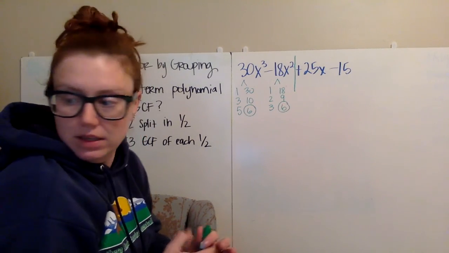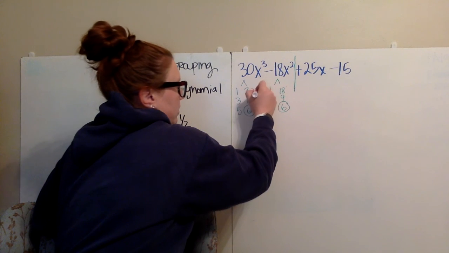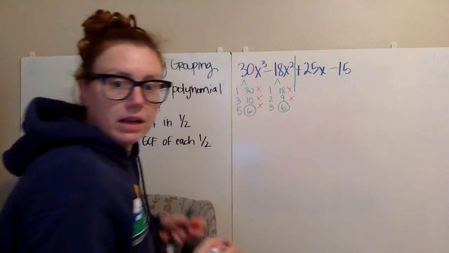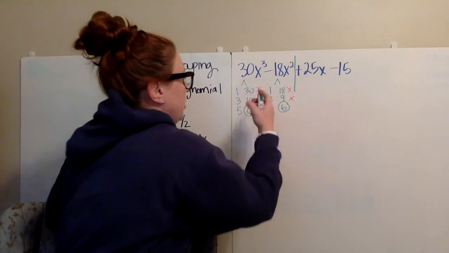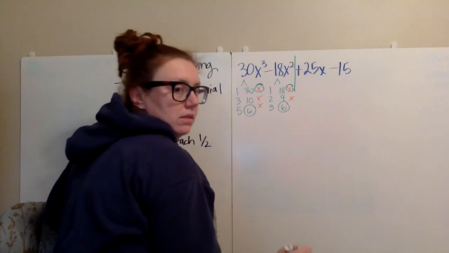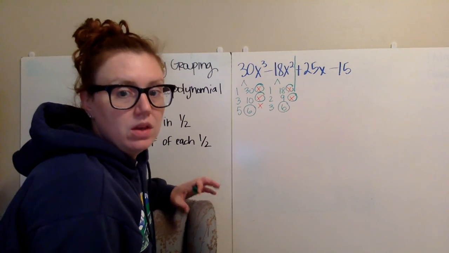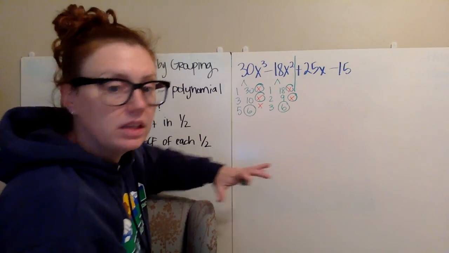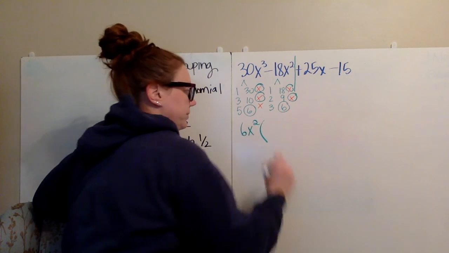I can also look and see that here are 1, 2, 3 x's, and here are 1 and 2 x's, right? And again, we're looking for how many do they share? Well, they share 1, and they share 2. So the greatest common factor of this first half is 6x squared.